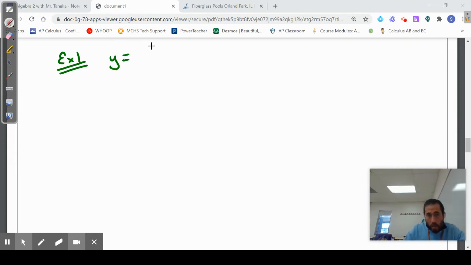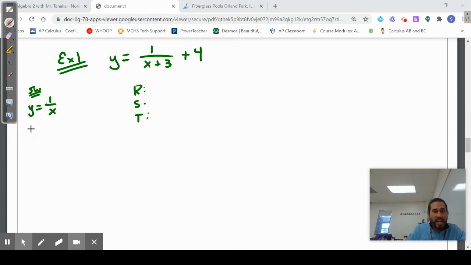y equals 1 over x plus 3, plus 4. Oh, snap. Now remember, this means we're going to introduce R, S, and T. Remember, R stands for reflection, S stands for stretch or shrink, and T stands for translation. Remember my side work now. I'm going to always start with my parent function, and I'm going to write down how that parent function changes.